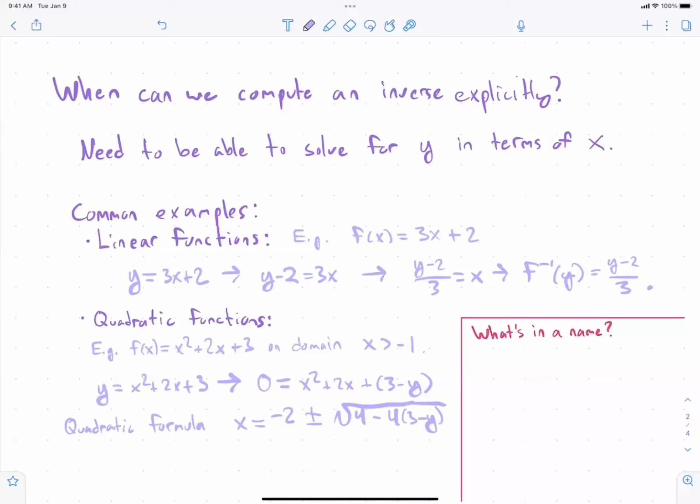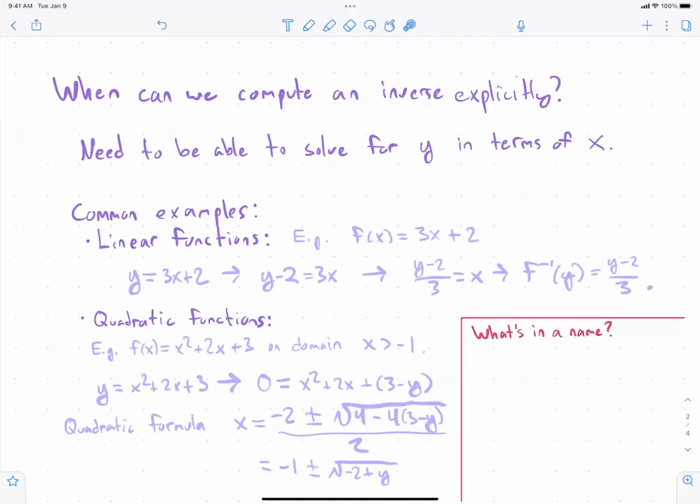Good. And then all over, so yeah, sorry, this is minus b. I think I said minus 2a. So minus b, so minus 2 plus or minus the square root of b squared minus 4ac, all over 2a. So that's over 2. This is equal to minus 1 plus or minus the square root of 1 minus 3 minus y. So if I simplify that, I get 1 minus 2 plus y. Okay, so that's what the quadratic formula gives you.